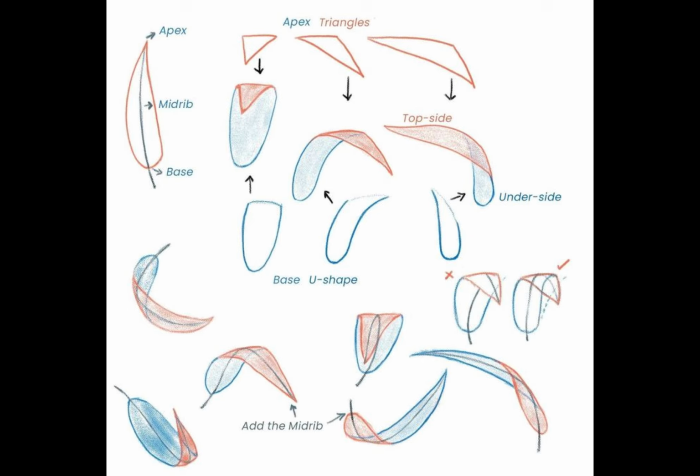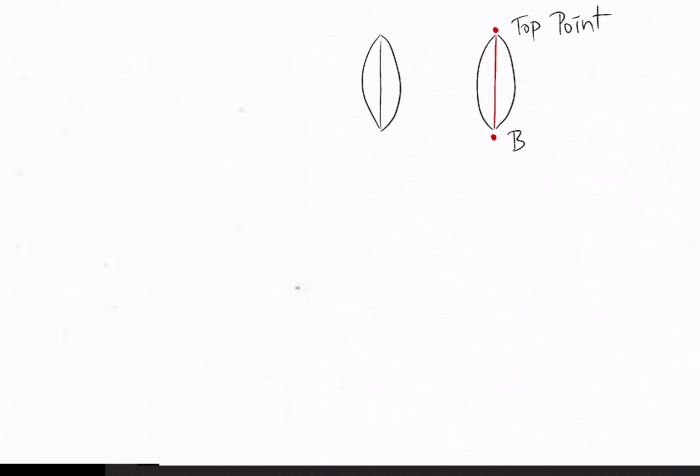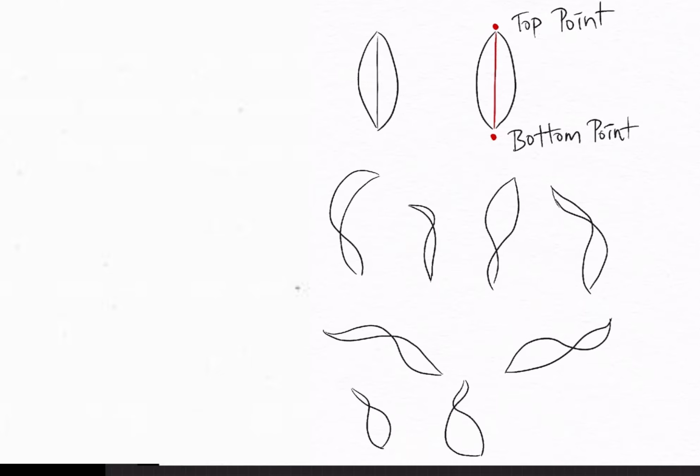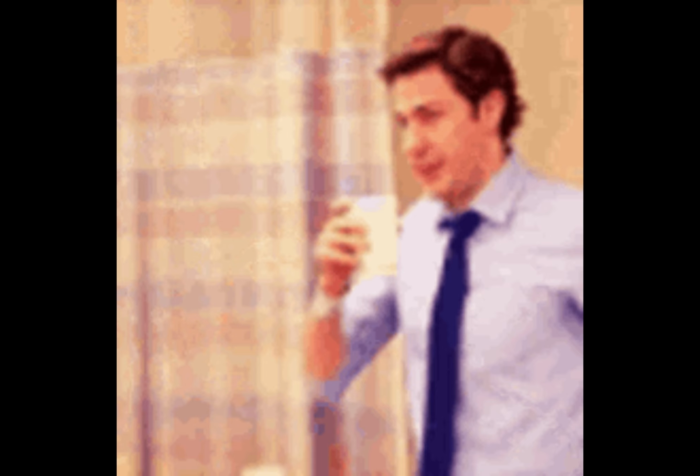Think of the leaf as having 3 guiding lines and 2 anchor points. You place 1 point at the top and 1 point at the bottom. Then you draw in 3 lines that converge back to these 2 points. Now what you end up getting is a drawing that looks like a leaf.